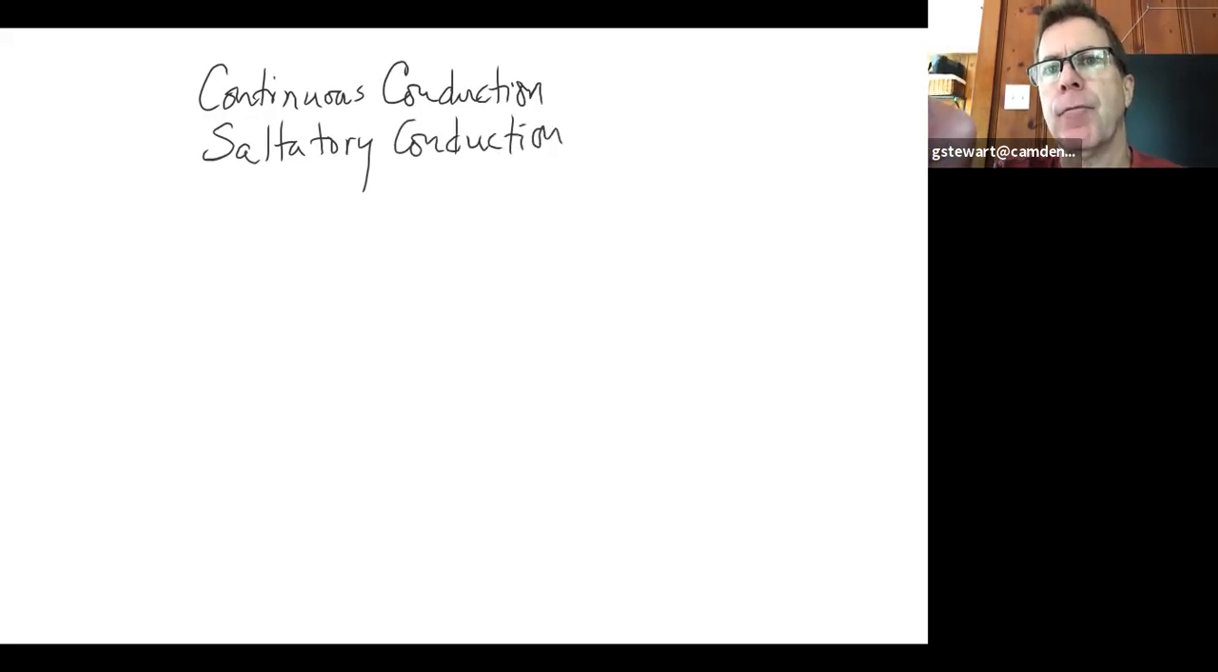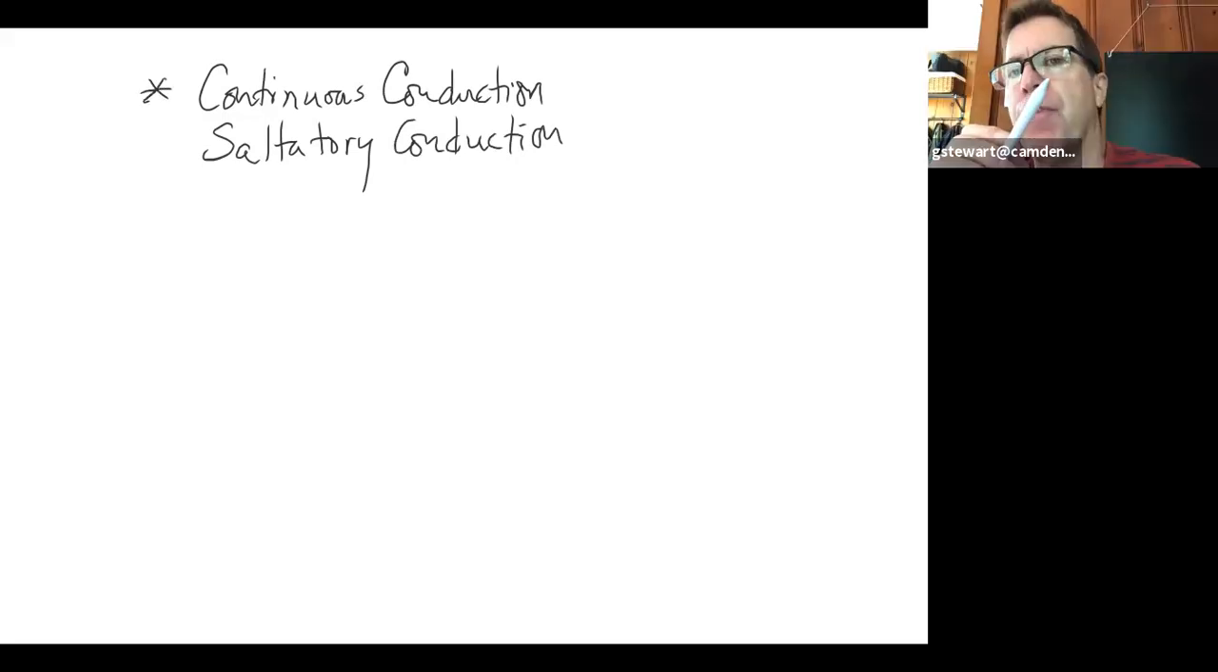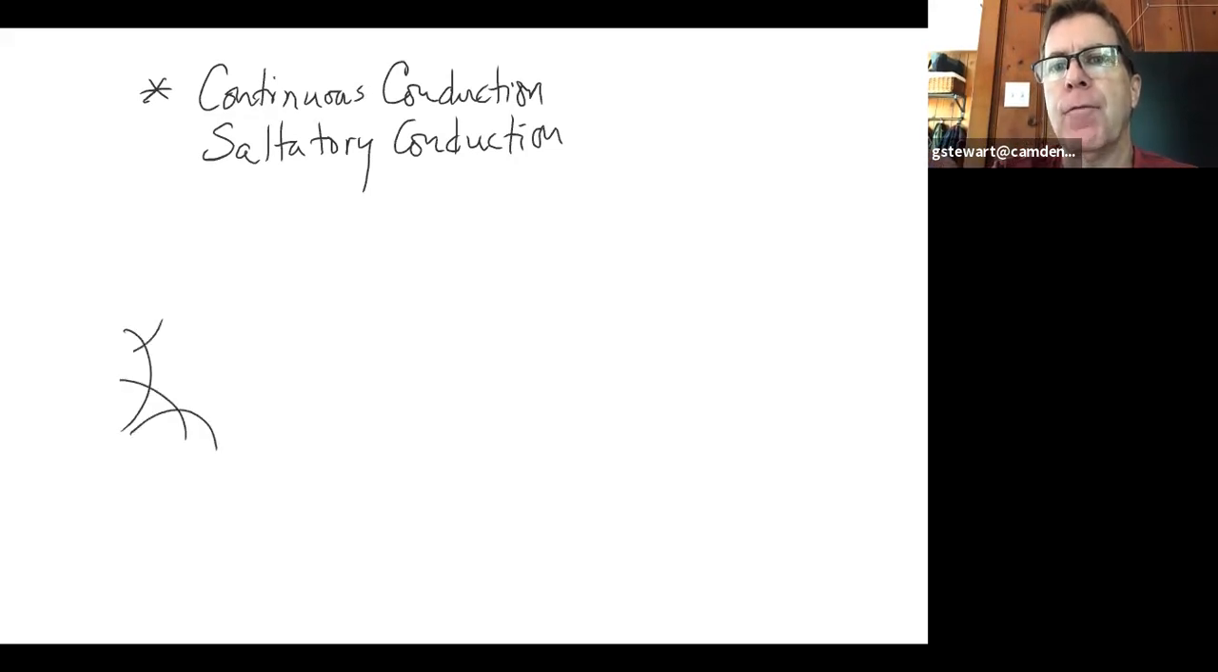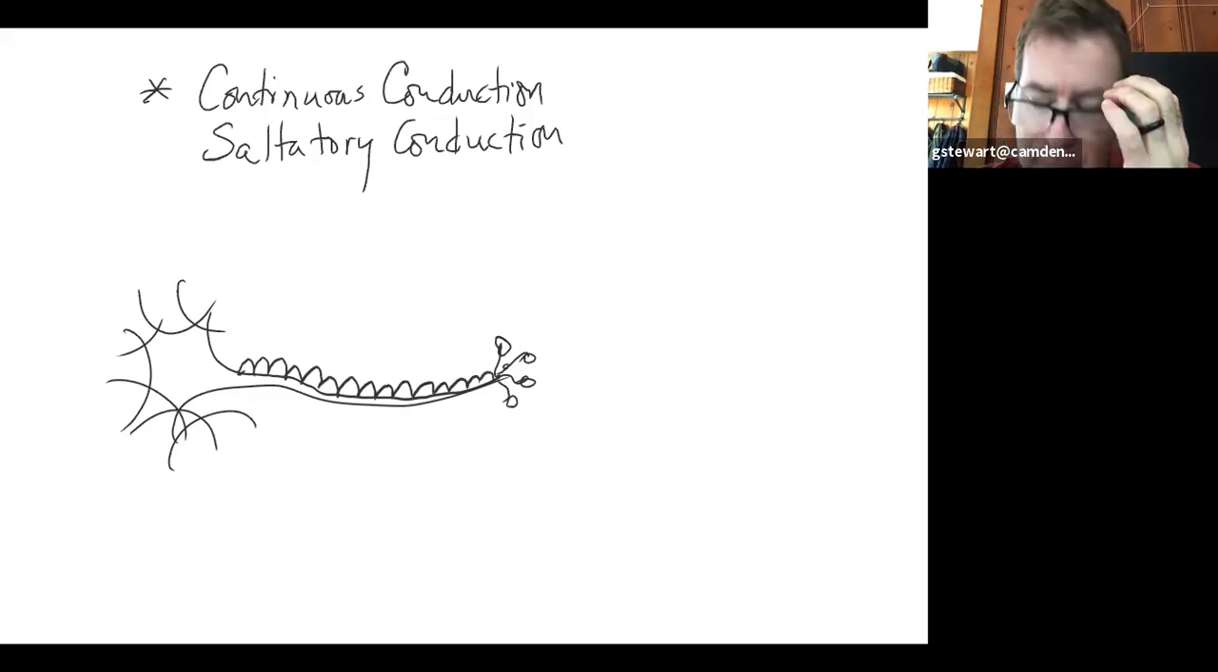Continuous conduction occurs in unmyelinated nerve fibers, and it has to occur like this. If the axon of this nerve cell is not myelinated, as the cell fires an action potential and depolarizes, it has to occur in a linear fashion, gate after gate after gate after gate, all the way down the axon. Picture yourself taking baby steps heel to toe to get from one point to another. That's slow.